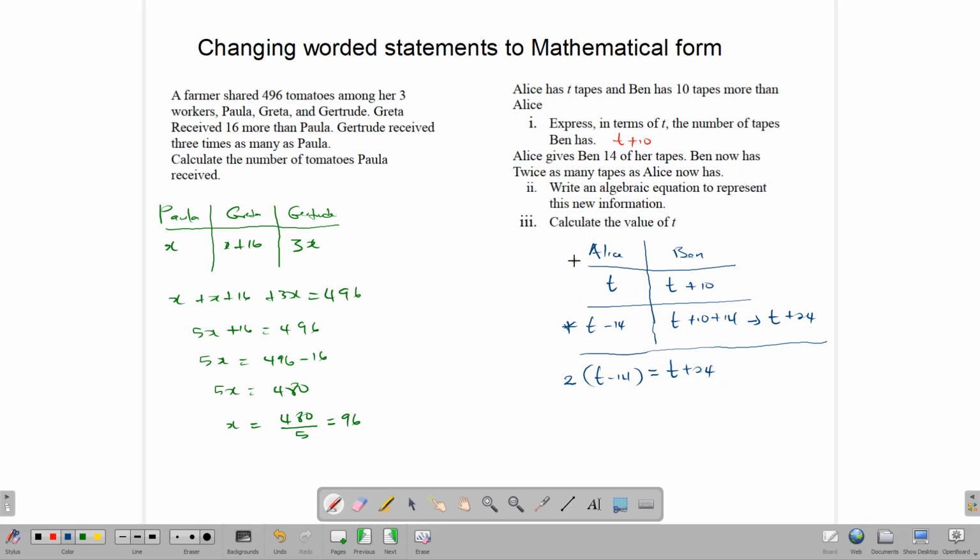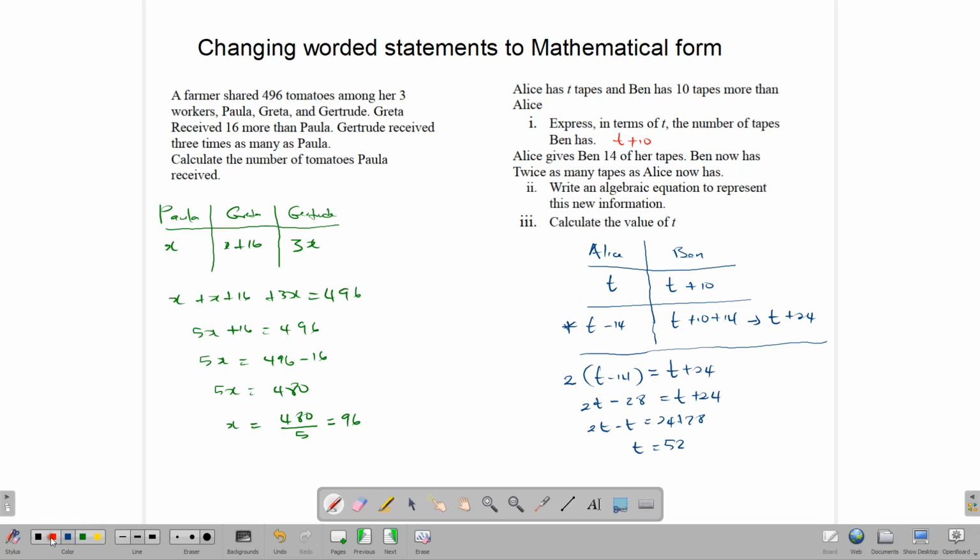It says, after she gives him 14, he has this number, T plus 24, and it's actually twice her number. So if we multiply her number by 2, we should get this. Now 2T minus 28 is equal to T plus 24. We need to do some regrouping. So 2T take away T is equal to 24 plus 28. So T is equal to 52, which means that Alice has 52 tapes.